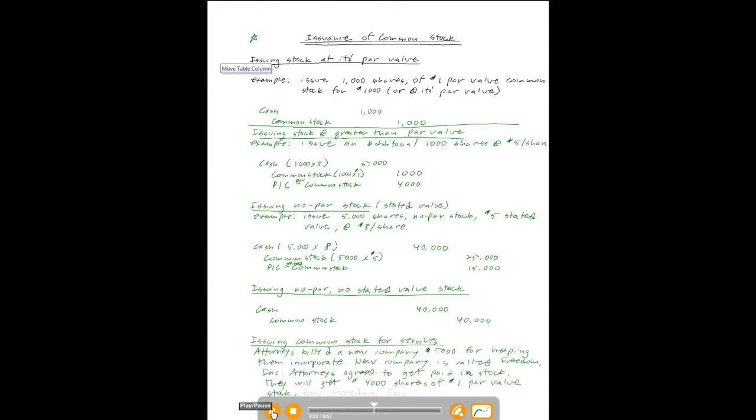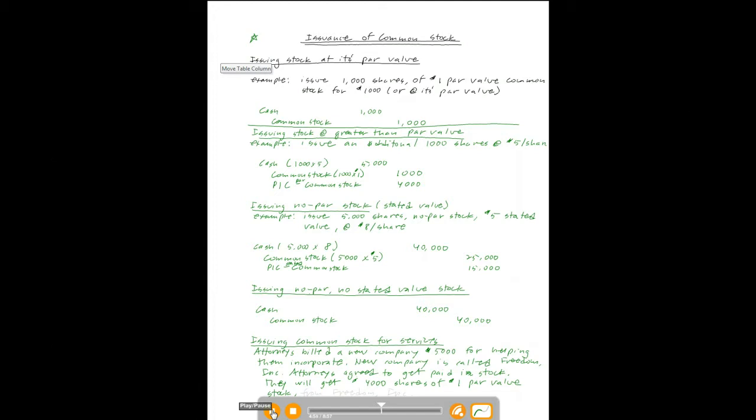Okay, so now we have another scenario. You issue common stock for services. This is common with companies that are starting up and they don't have any cash, so they'll use their own common stock to pay things that normally they might pay with cash. So we have attorneys bill a new company for $5,000 for helping them incorporate. The new company is called Freedom Inc.